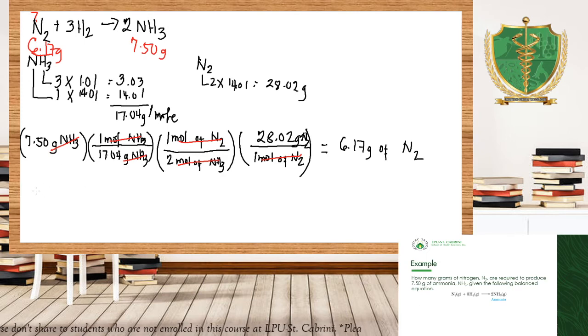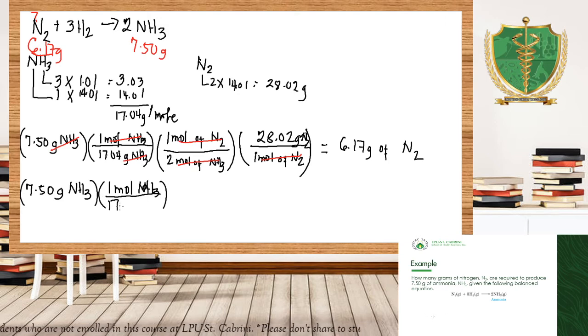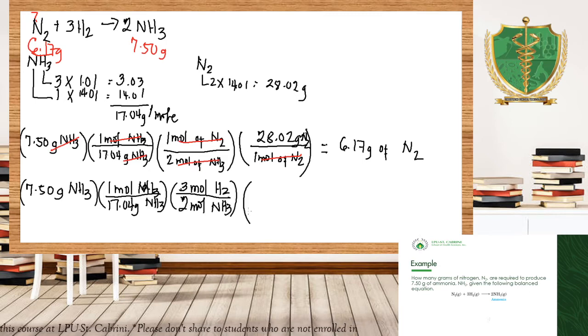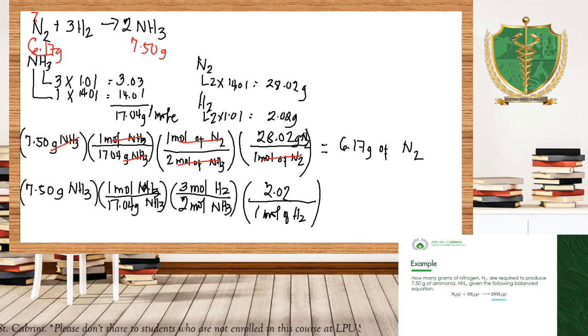Basically, the same thing. So, we have 7.5 grams ammonia, 1 mole of ammonia, 17.04 grams of ammonia, times what? Ilang mole ng hydrogen? Meron, 3. 3 moles of hydrogen. Ilang moles ng ammonia? 2 moles of ammonia, times okay, 1 mole of hydrogen is equals to what? 2.02. Bakit? So, katulad nito, H2, 2 times 1.01 is equals to 2.02 grams. Okay?